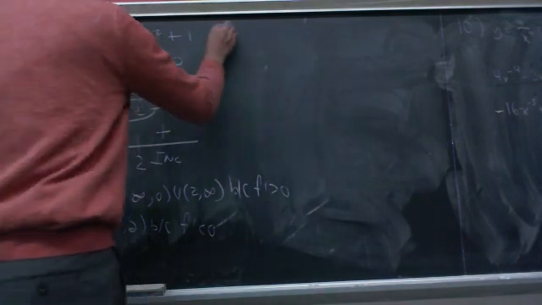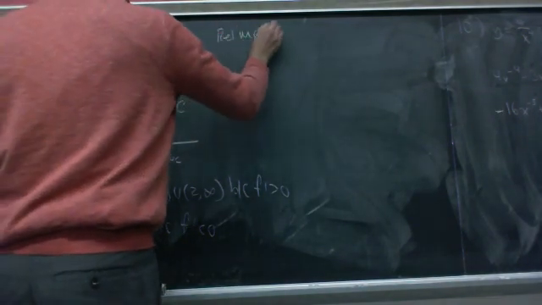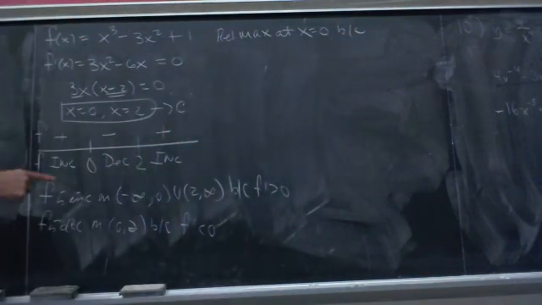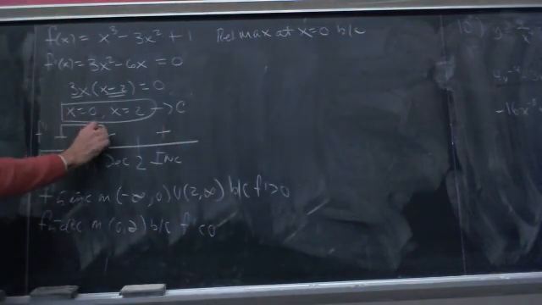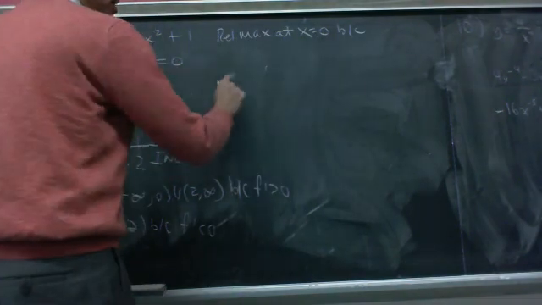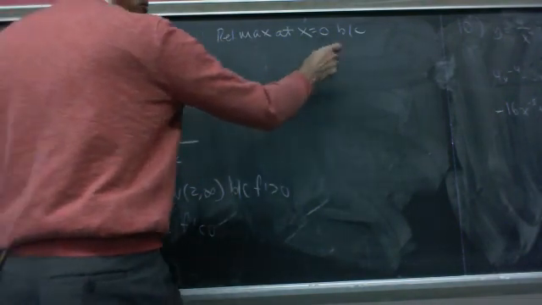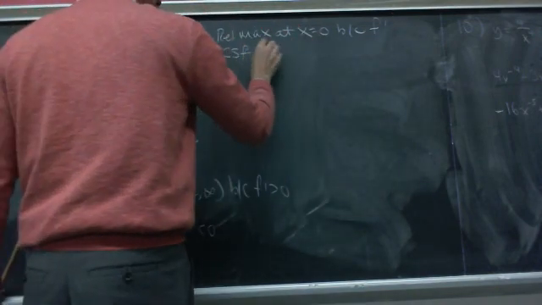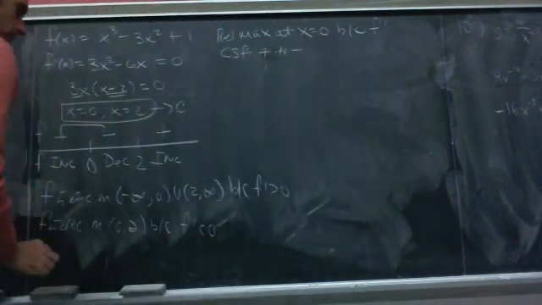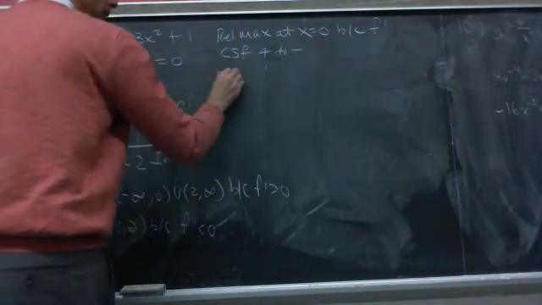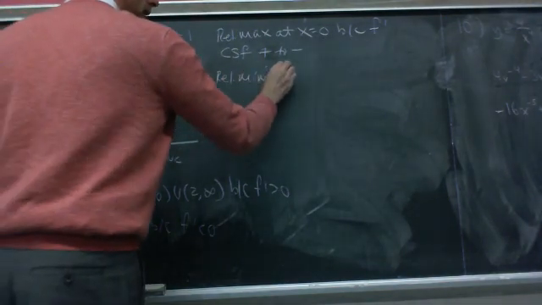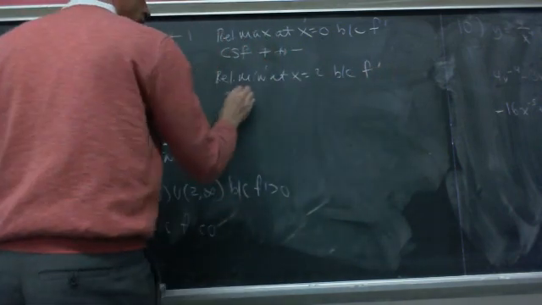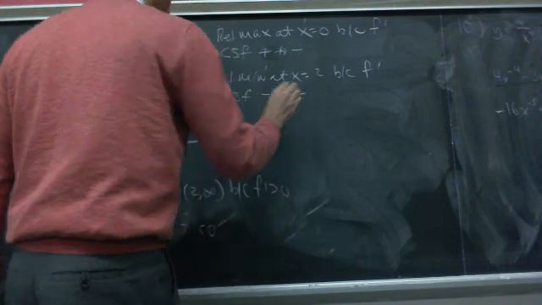We have a relative max at x equals 0 because at 0, f prime changes signs from positive to negative. So there's a relative max at x equals 0 because f prime changes signs from positive to negative. We have a relative min at x equals 2 because f prime changes signs from negative to positive at x equals 2.